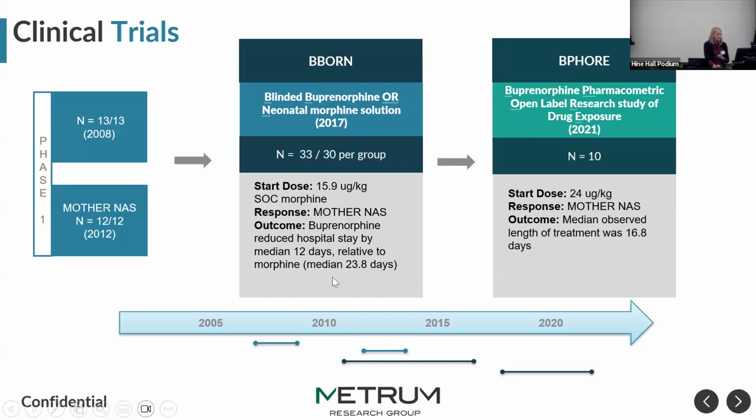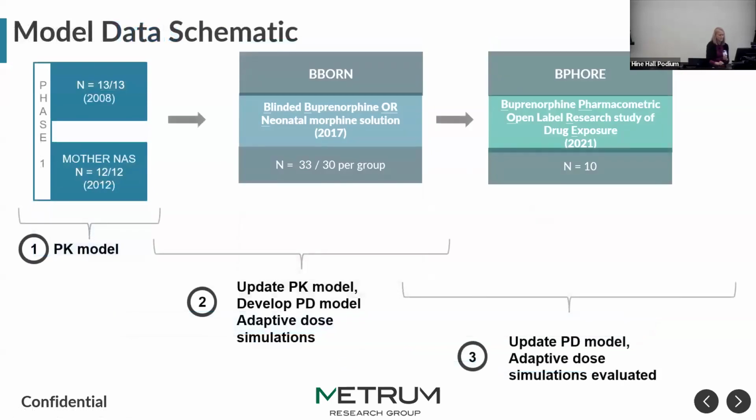So then the data from this study was used to build a PD model and then inform a dosing regimen for this smaller open label study called B4. And they indeed increased the dose. They found that starting dose looked like it was going to be advantageous. We looked at this mother NAS score again as a PD marker. And the outcome was, again, shortening the time of treatment to 18 days. That was a good outcome.